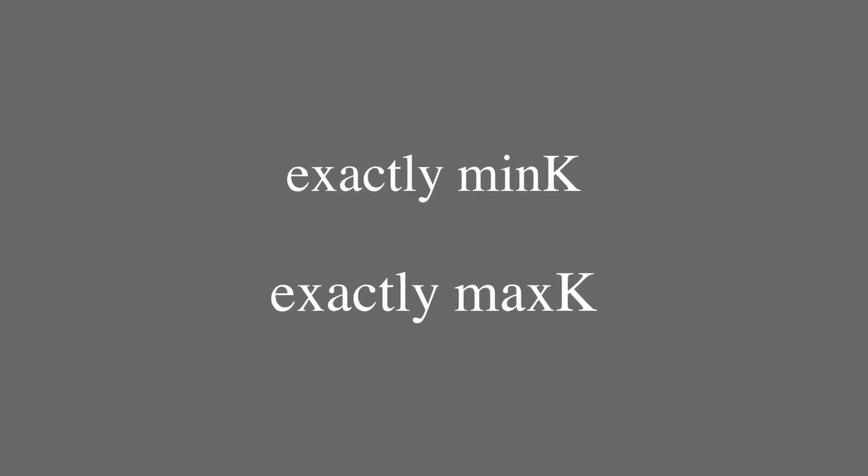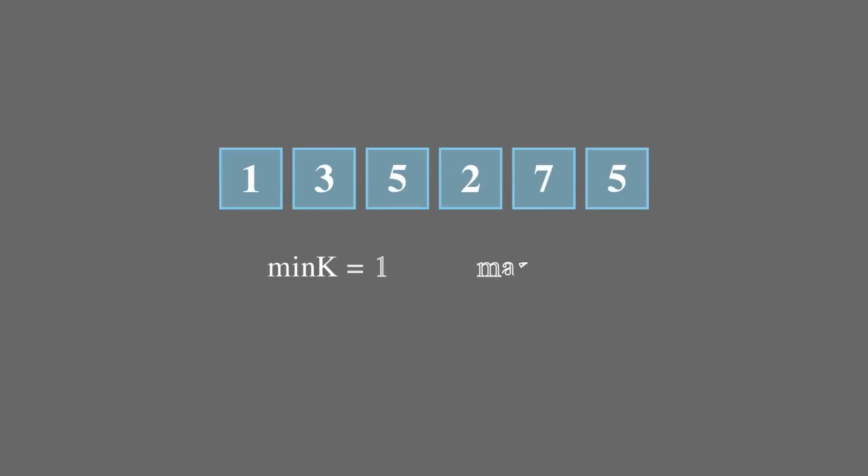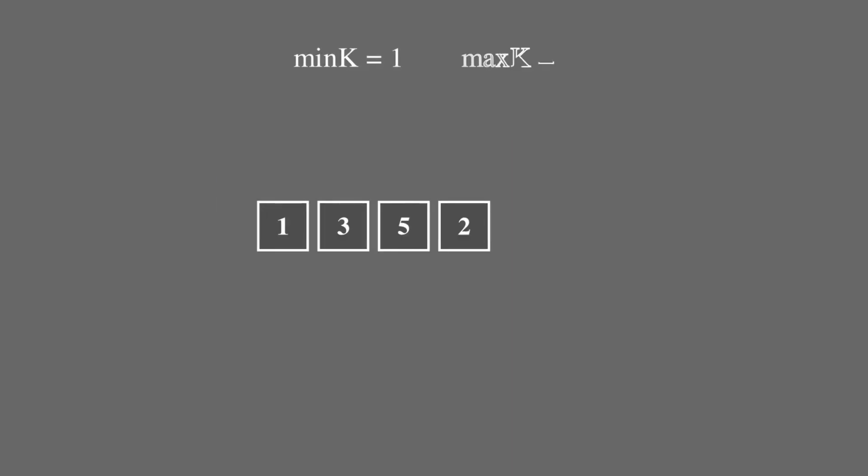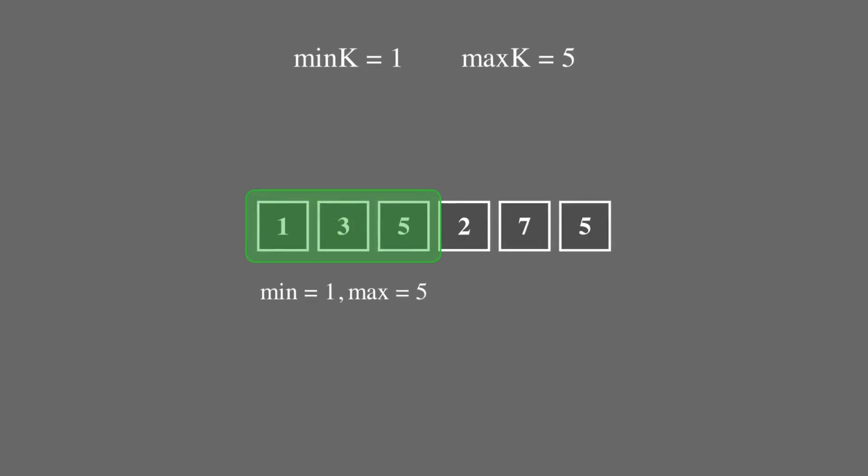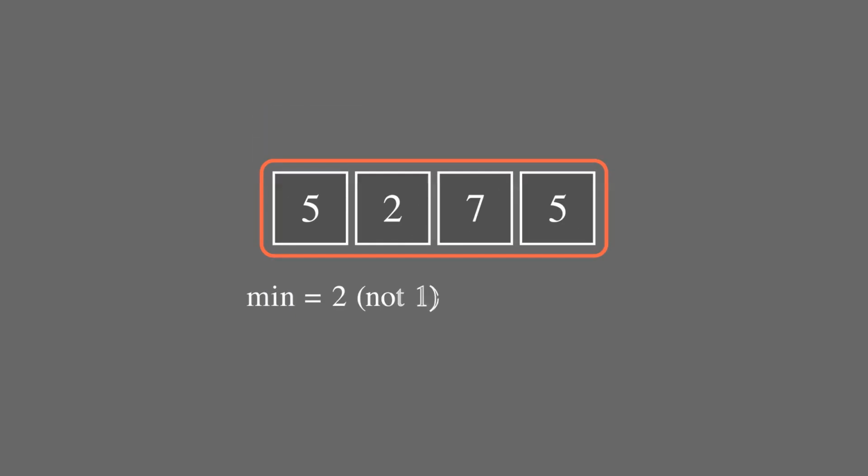Not less, not more, exactly. Look at this example array, 1 3 5 2 7 5. minK is 1, maxK is 5. The subarray 1 3 5 works. Minimum is 1, maximum is 5, perfect. But 1 3, nope, maximum is 3, not 5. 5 2 7 5, nope, minimum is 2, not 1, and 7 is bigger than maxK.